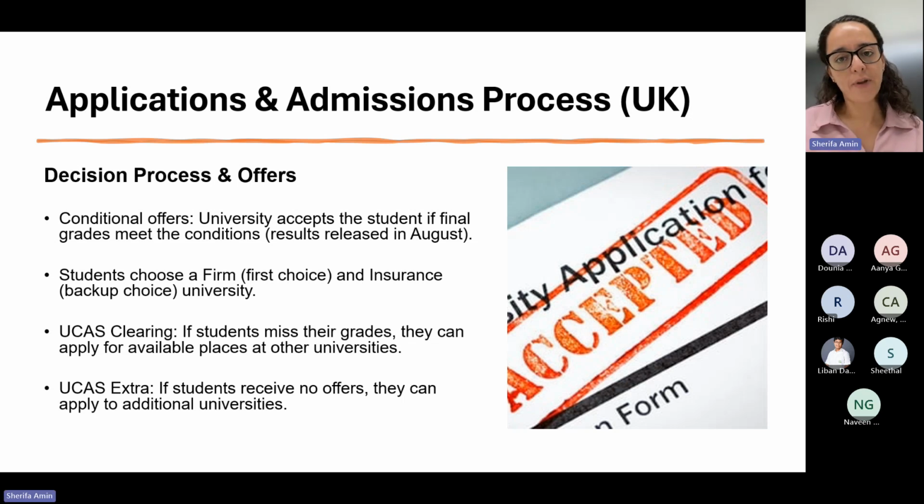If that doesn't happen, it doesn't mean that they can't go to university. There's still other options. So if students don't meet their grades, they can enter clearing. So clearing becomes available when results come out in August. And it's when universities publish the available vacancies that they still have. And this is used by students who have missed their offers, but they still want to secure a place in university.